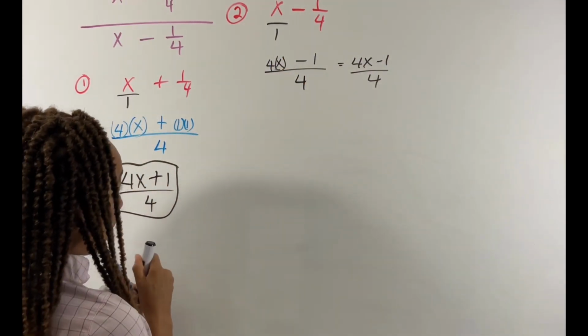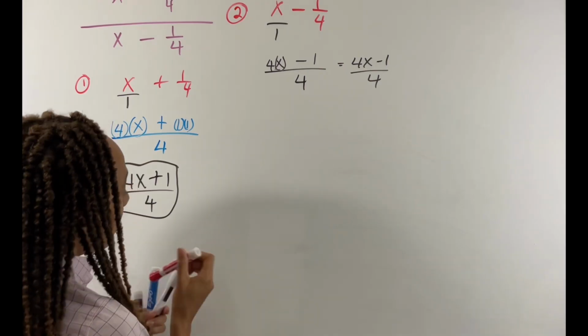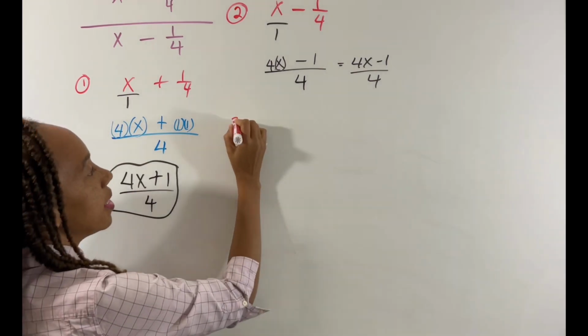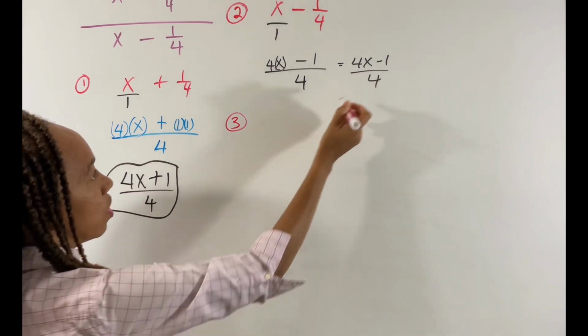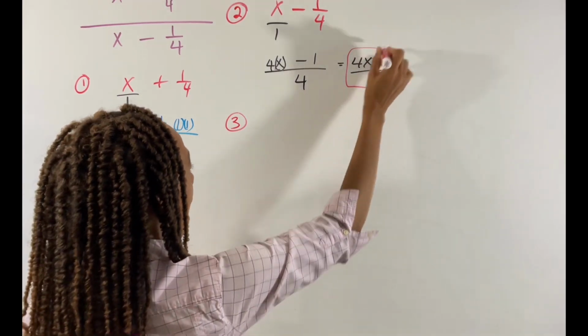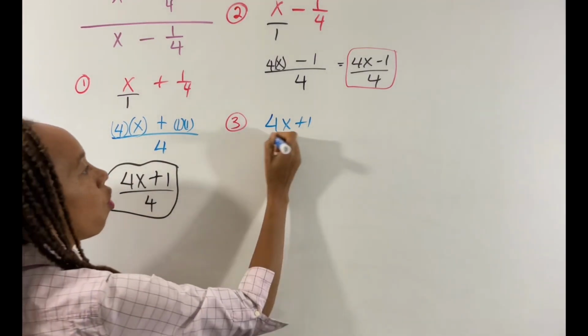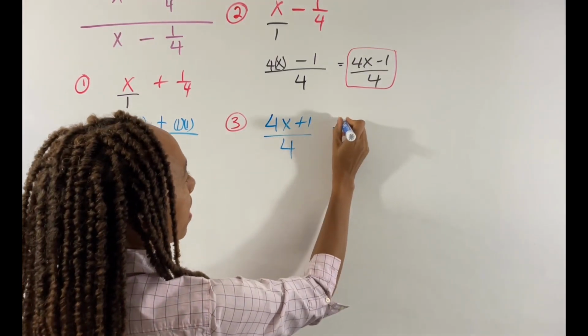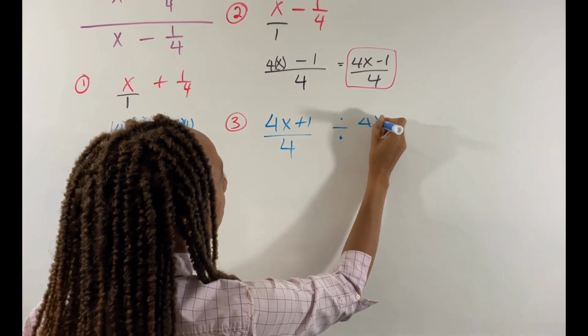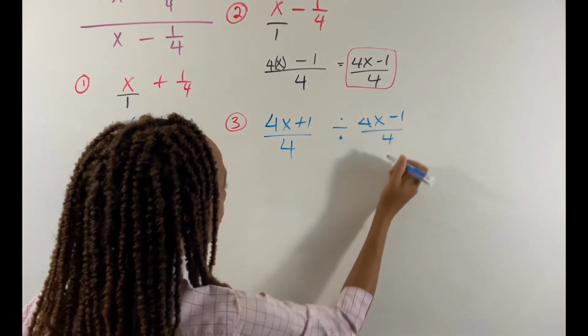Now we are going to get into our third step. And step number 3 is that we are going to divide these two that we got. So we have 4x plus 1 from here over 4, divided by 4x minus 1 over 4.